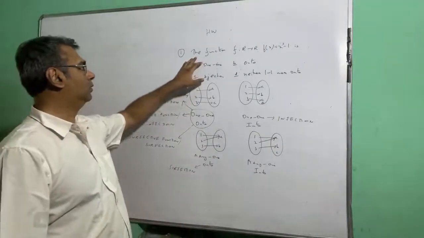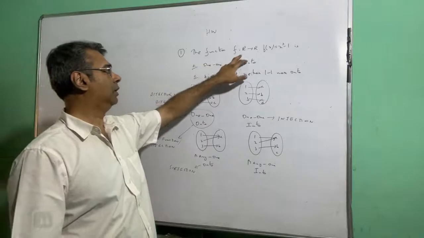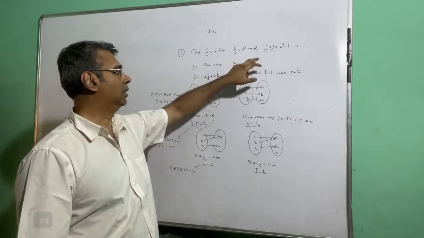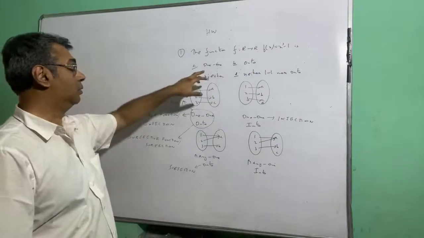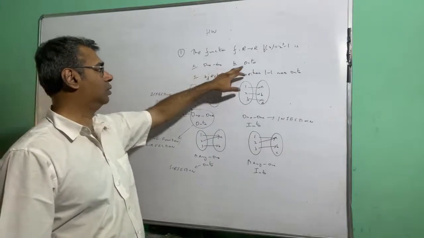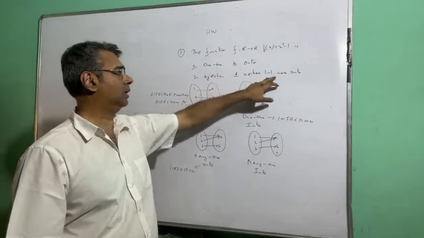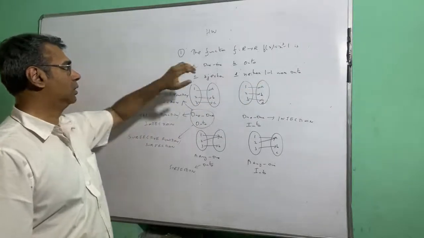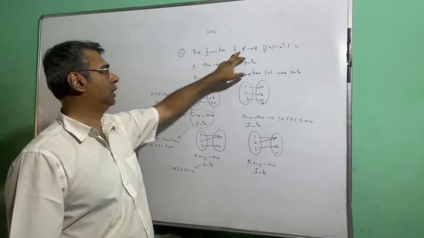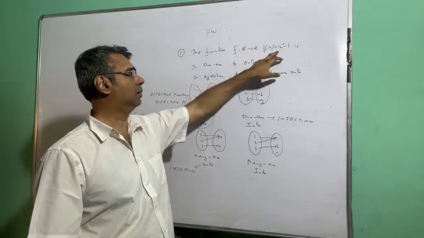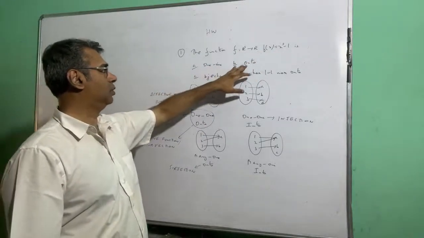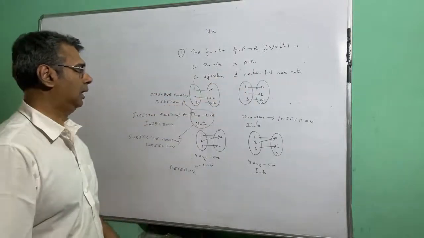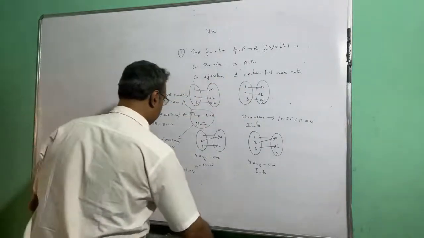So homework, first question: the function f which maps real numbers to real numbers, f(x) is x cube minus 1, is what type of function? Options are 1 to 1, onto, bijection, and neither 1 to 1 nor onto. This is the first homework question.